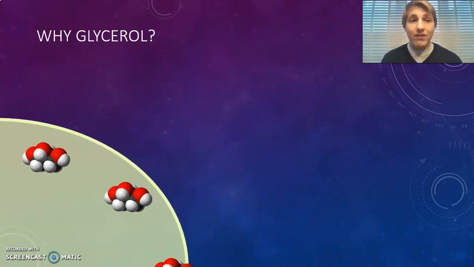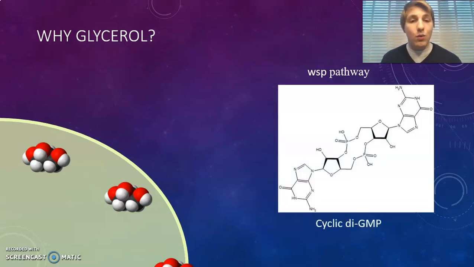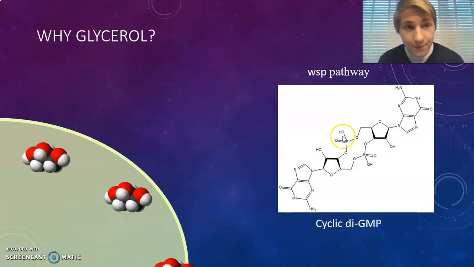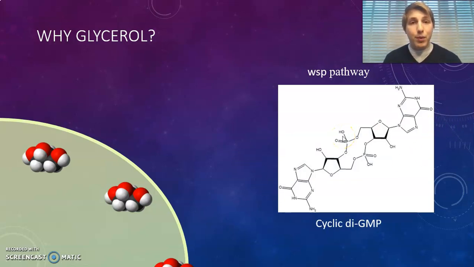And I hypothesized that that would cause a great deal of osmotic stress for these bacteria. So as diffusion and osmosis is occurring, these bacteria will be put into a lot of osmotic stress, and that will induce the Wsp pathway, which is the main biofilm producing pathway that these bacteria use. And the Wsp pathway produces a secondary signaling molecule known as cyclic di-GMP, which is the molecule that the bacteria use to signal their biofilm production.